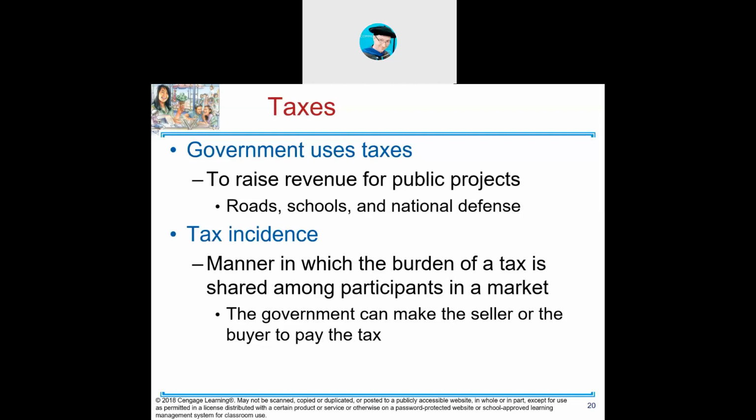There's this thing called tax incidence. I can never say that word right. It's where the burden of a tax is shared among participants in the market. In other words, everyone who works pays income tax. Everyone who purchases something pays sales tax. All of these taxes are shared among those involved in the market. So the government can make the seller or the buyer pay the tax. Oftentimes it's both, right?